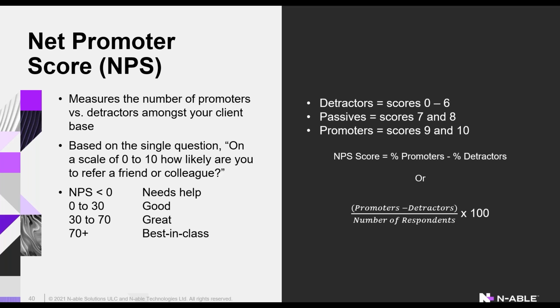Okay. 30 to 0 is good. NPS, percentage of less than 0. We need to be talking about why you have way more detractors than promoters.